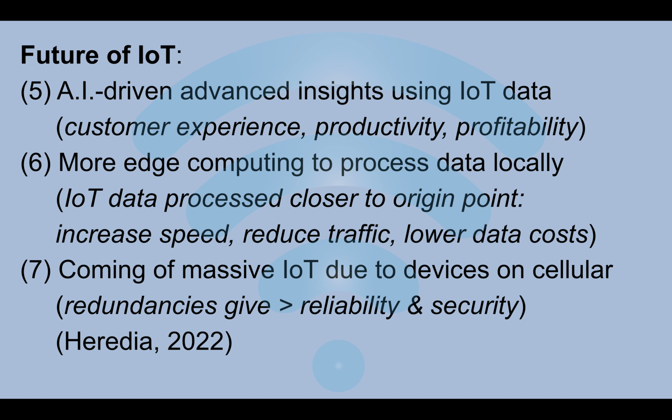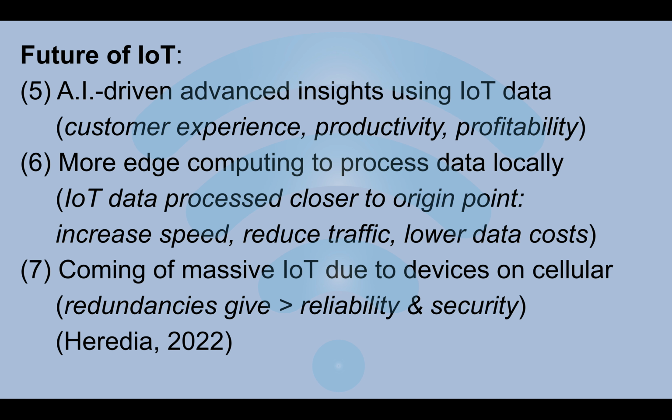Five, AI-driven advanced insights using IoT data. You can find out more and more information about customer experiences at various points throughout a customer's life. This can lead to increased productivity and increased profitability. Six, more edge computing to process data locally. So to describe edge computing, IoT data is processed closer to the origin point. So as a result, you can have increased speed, reduced traffic, and lower data costs. So those are all things that are happening because this data is processed closer to its origin point.